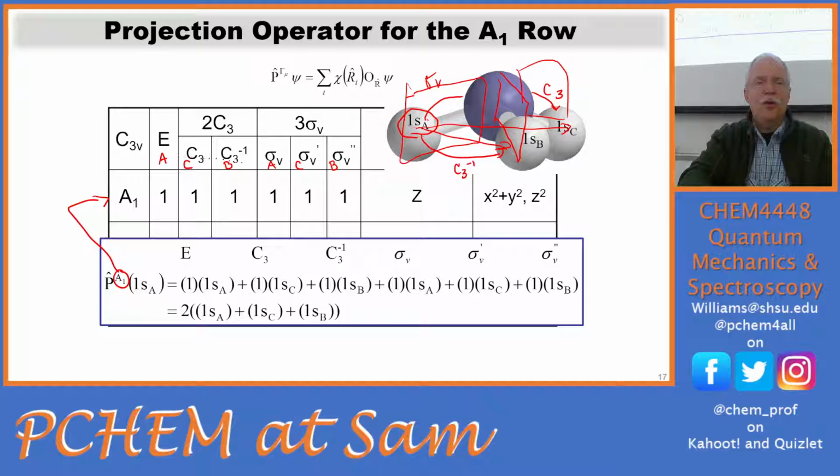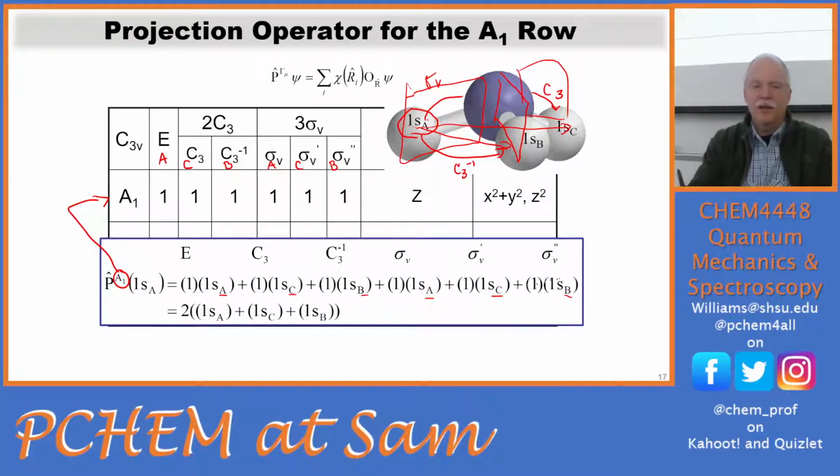So that's the order of my 1s orbitals. That's where they went with all these operations: ACB, ACB. And you can see that down here, A, C, B, A, C, B. Now we can put our characters in there. So I have a +1 in front of this 1SA, a +1 on the C, a +1 on the B, and then we do it again, +1 on A, +1 on C, +1 on B.